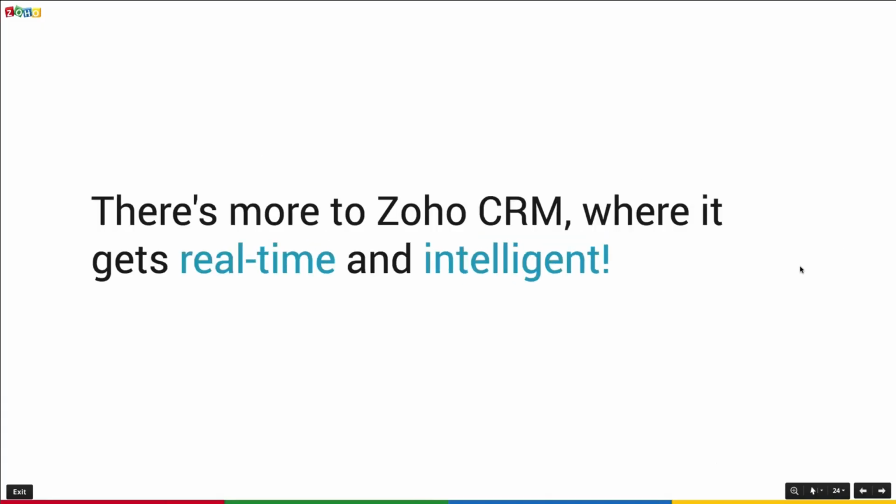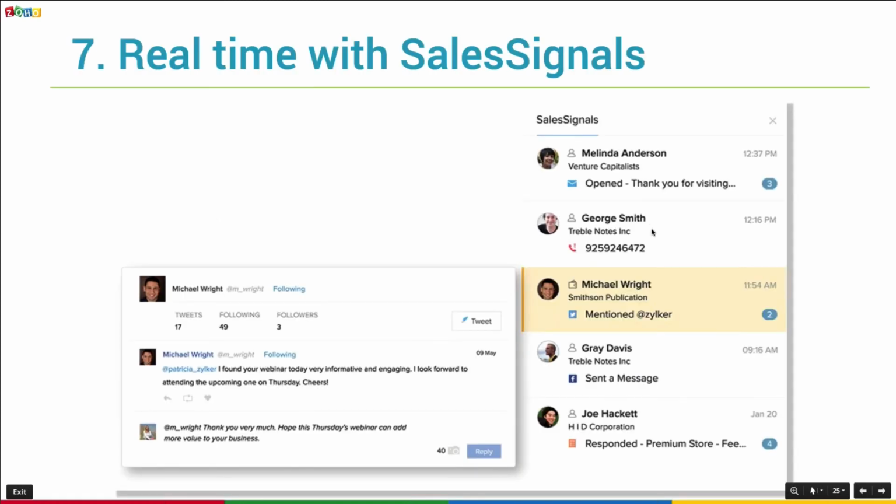Actually, wait. No. There is one more thing that I wanted to show you guys. The more real time it gets, the more intelligent Zoho CRM will make itself. Meaning, while you're communicating with your prospects, what if you could track and know how effective each communication has been? Has your mail been opened, delivered, clicked, or bounced? Wouldn't you want to know about that? That's when Sales Signals comes into play.